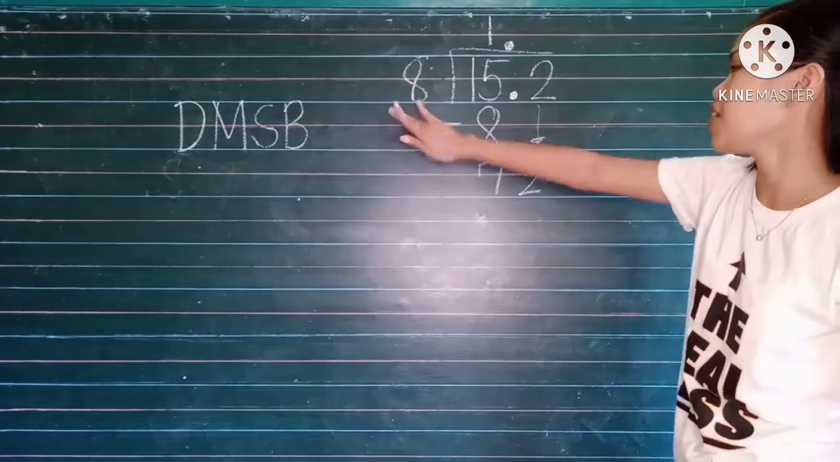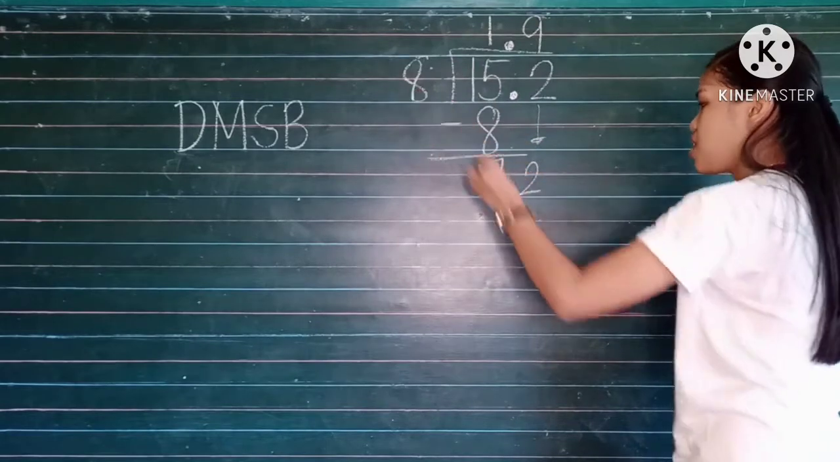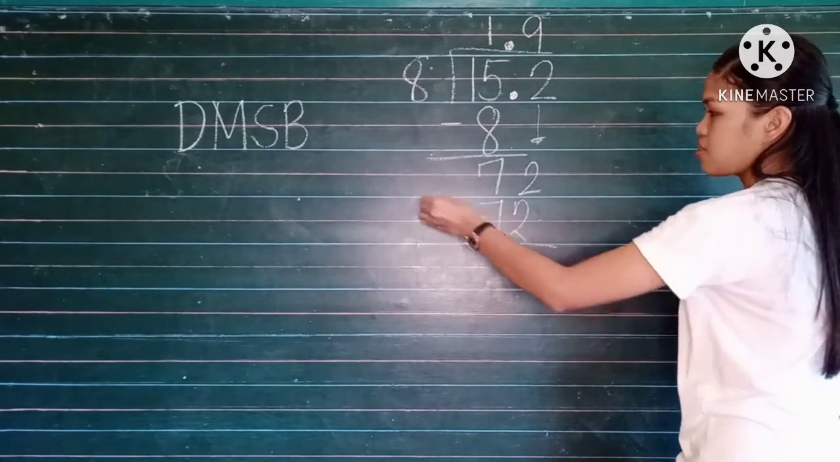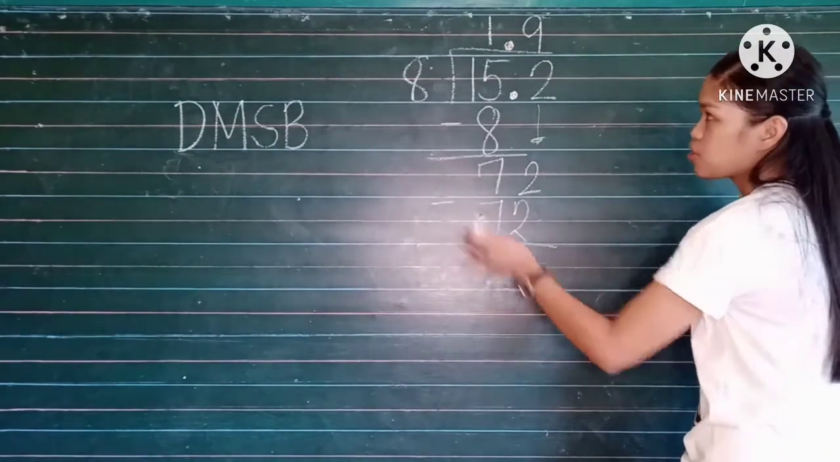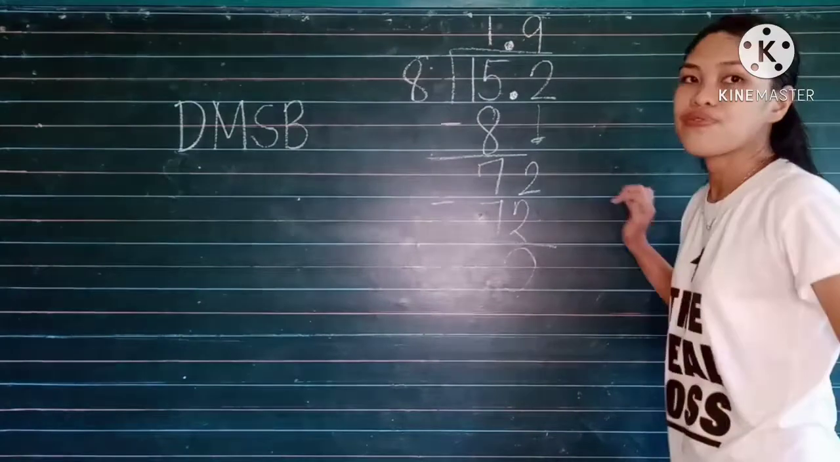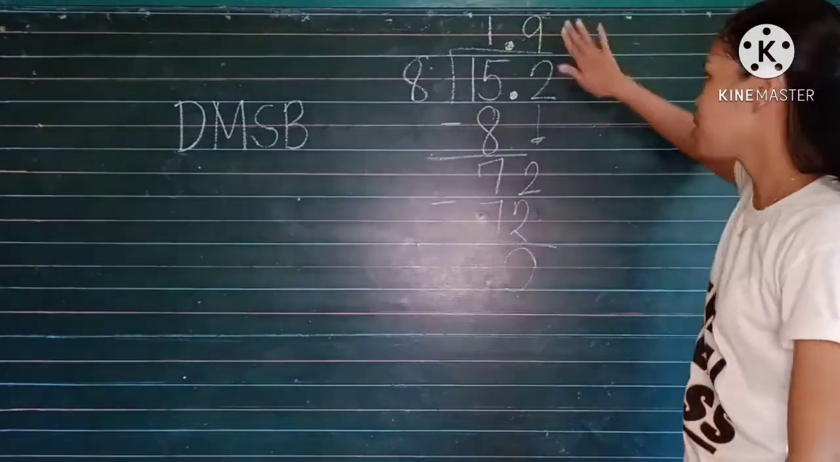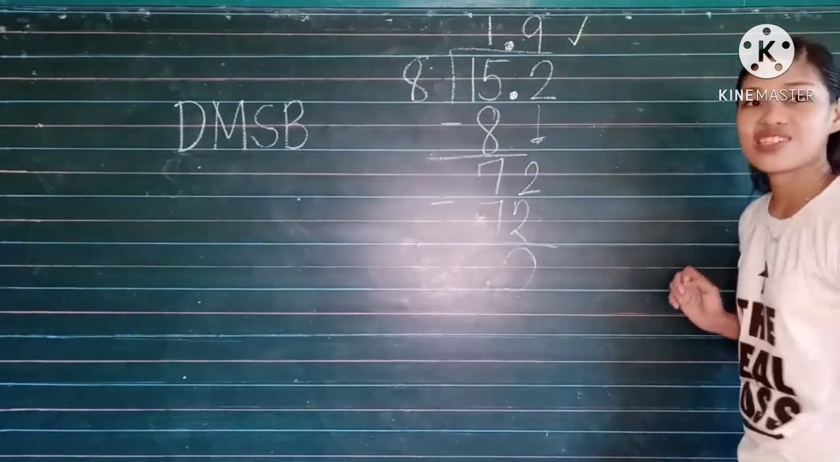72 divided by 8, we have 9. 9 times 8, we have 72. Then subtract, we have 0. There is nothing left to bring down, so that's your final answer. Your final answer will be 1.9. Okay, 1.9. This will be your final answer.